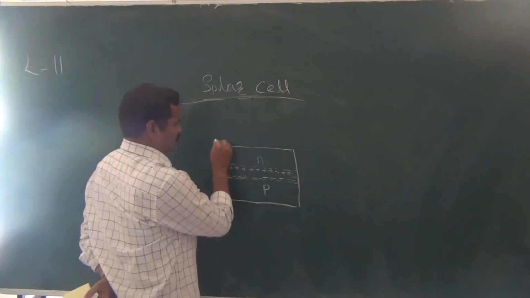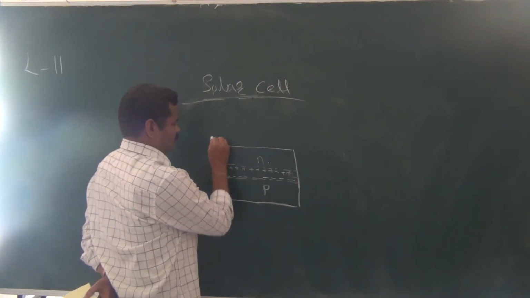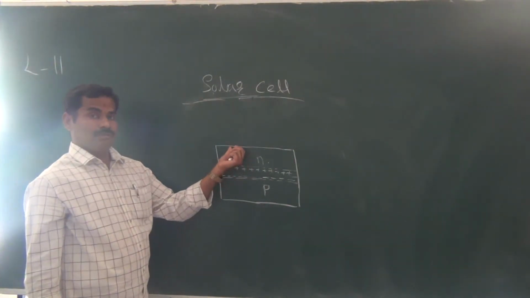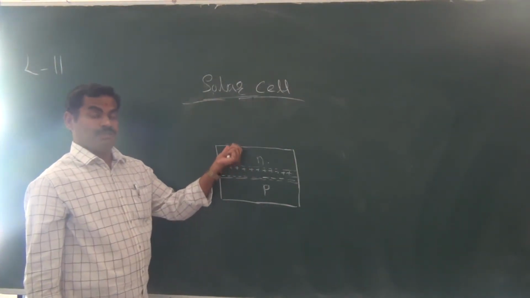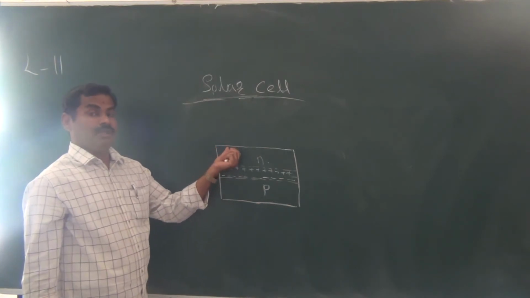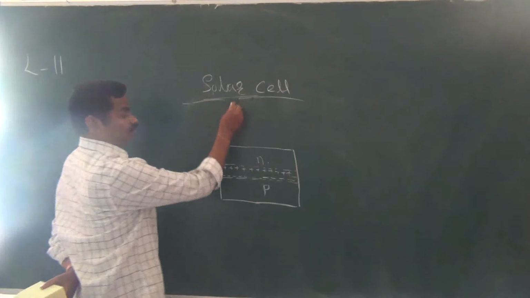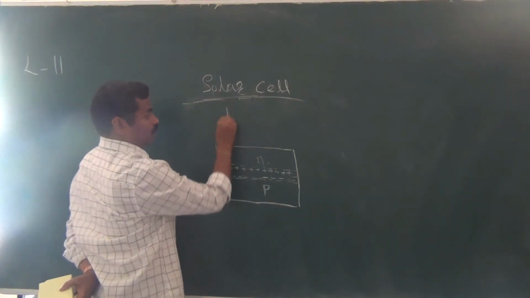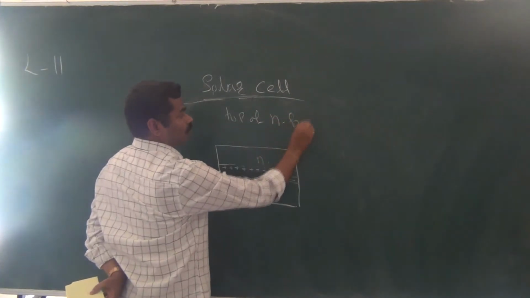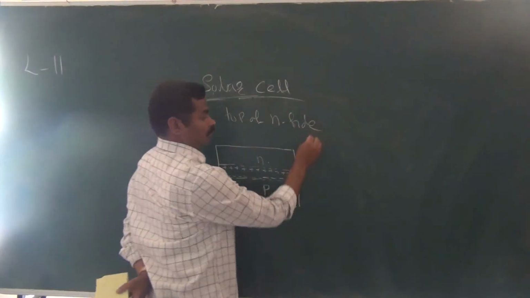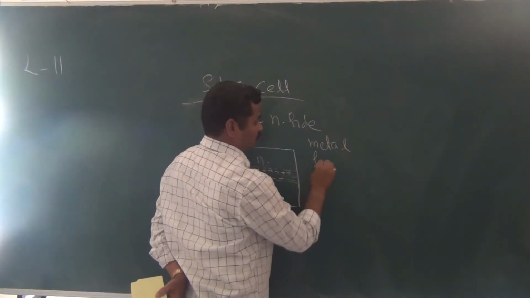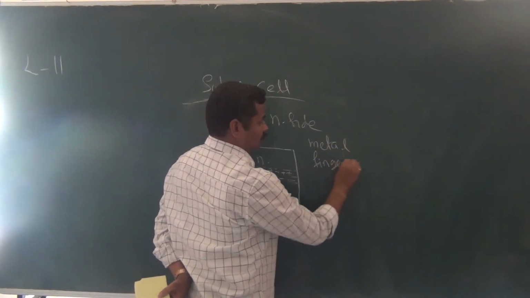And here you can connect, especially on the top of the N side, metal contacts. You can use silver finger type electrodes on the top of the N side. We are using metal finger electrodes.